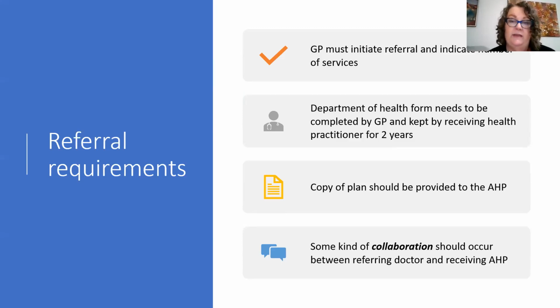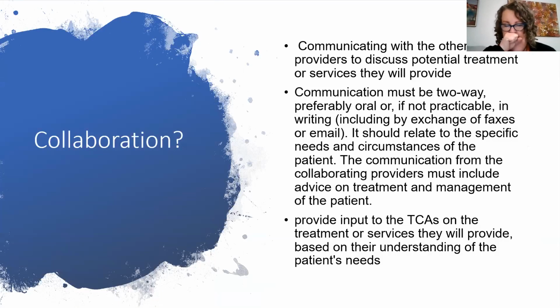A copy of the plan should be provided to the patient, and another copy of the plan should be provided to the allied health provider. And some kind of collaboration should occur between the referring doctor and the receiving allied health provider. So what's collaboration? That's what it's all about, really, isn't it? This is communicating with other providers to discuss potential treatment or services they provide.